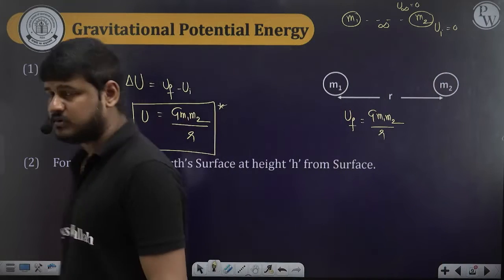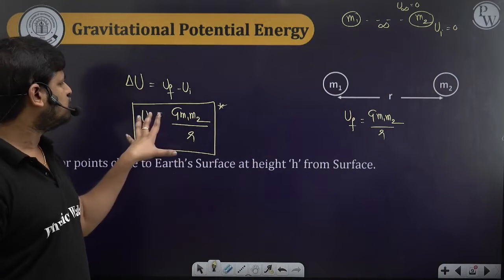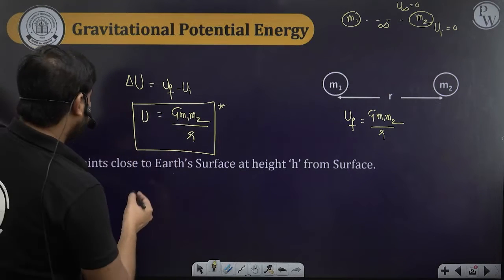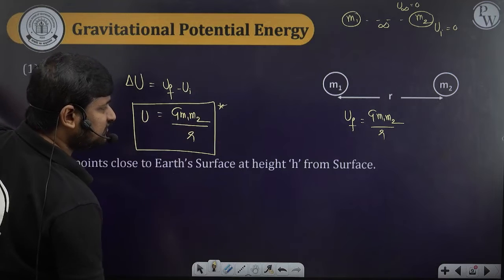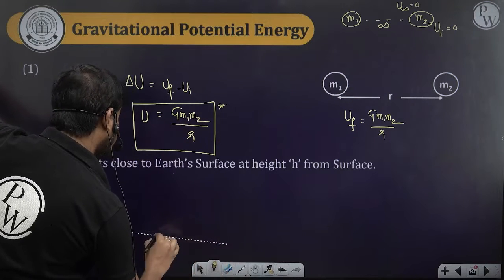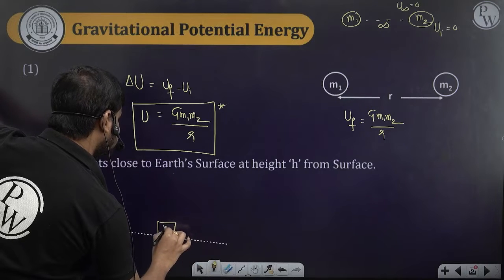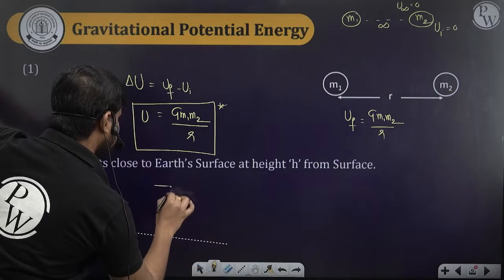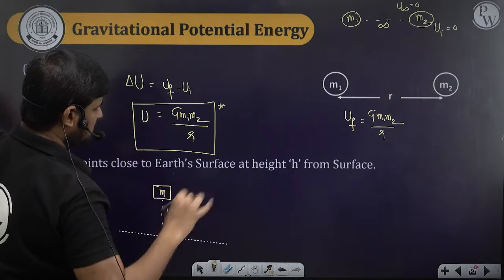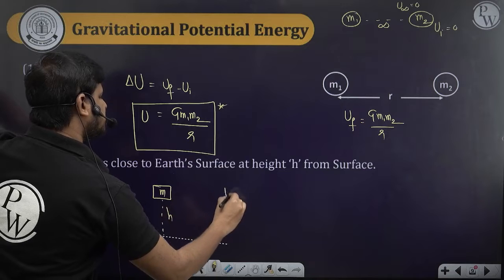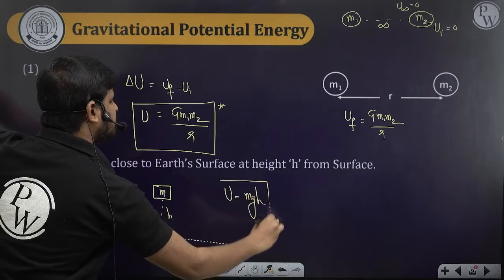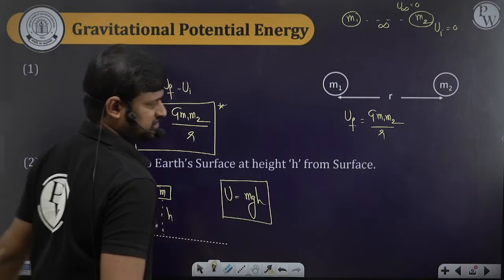Just remember the formula: the potential energy between the two points is G m1 m2 by r. Whereas for points close to the earth's surface, if a mass m object is at a height h above the earth surface, then the potential energy will be mgh.